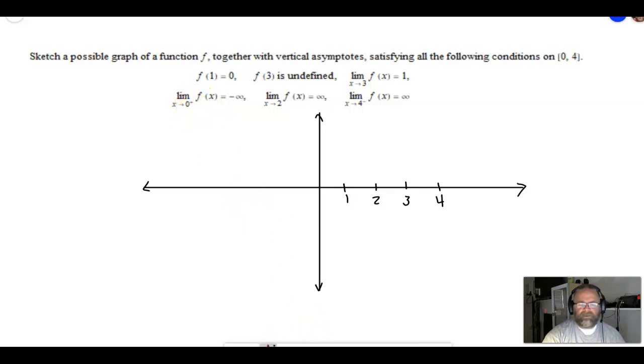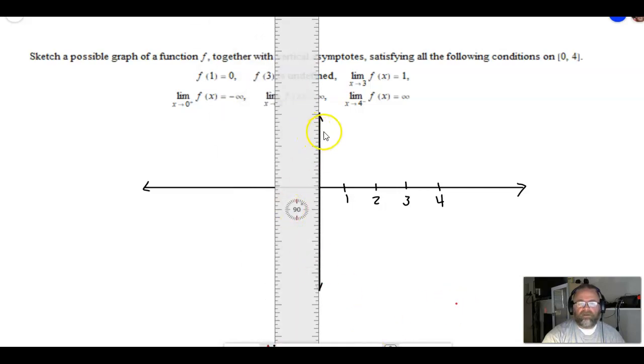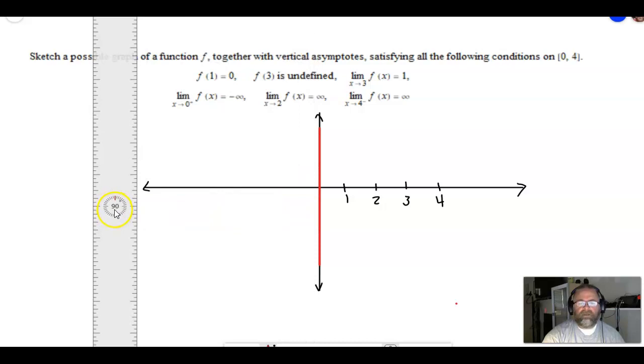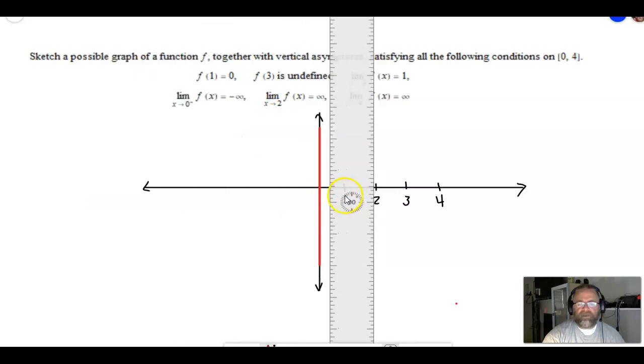So that means I'm going to have an asymptote there. So let's do the asymptotes in red. We'll do a little bit thicker here. And then, so I have a vertical asymptote here. And let's see where else. As x approaches 2 from both sides, that is infinity. So I have a vertical asymptote at 2 as well.